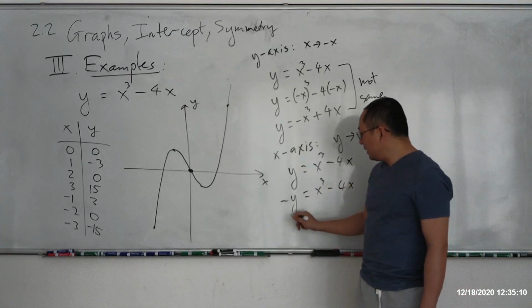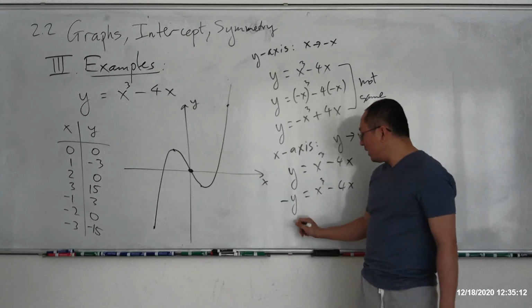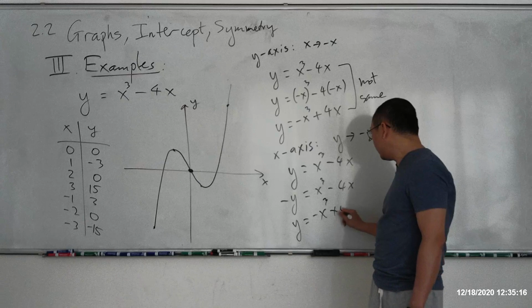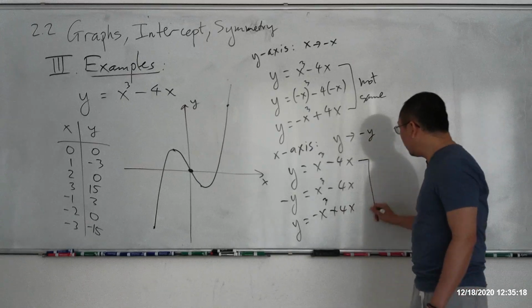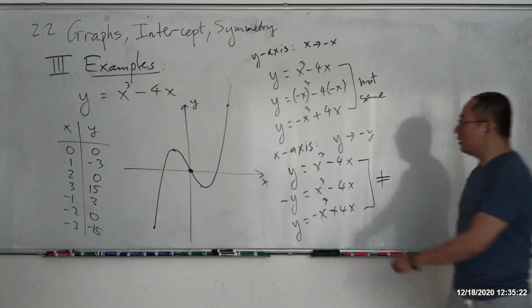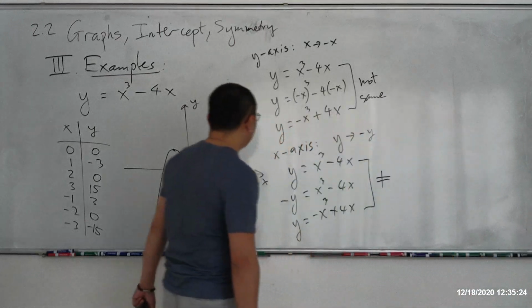And simplify this. Multiply or divide both sides by -1. I got y equal to -x cubed plus 4x. The new one and the original one are not the same again. Not symmetrical about the x-axis.